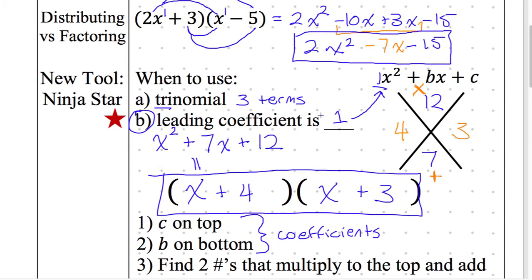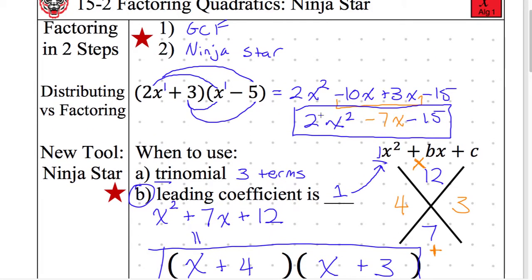What were the 2 steps? Do you remember the 2 steps? Maybe you want to add that in your summary. The 2 steps were first do the greatest common factor and then do the ninja star. Every single time you have a quadratic, you need to first check the greatest common factor.